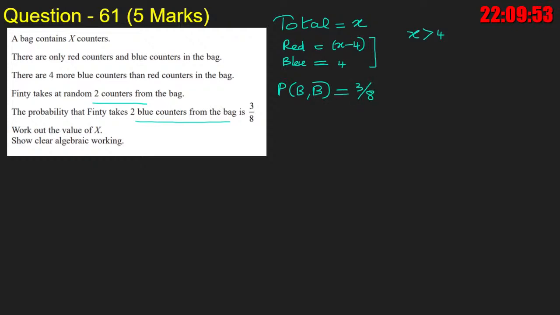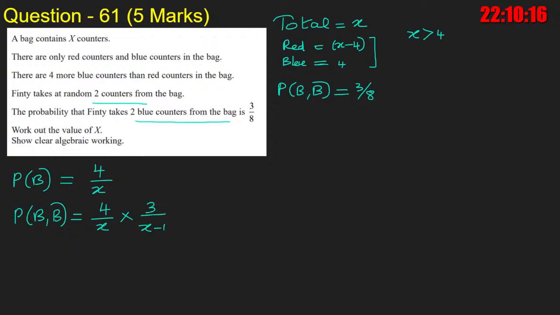So we are going to do the probability equation. Probability of blue is what? Probability of blue is 4 over x, right? And probability of blue, blue means one after the other: 4 over x times by 3 over x minus 1 equals 3 over 8.